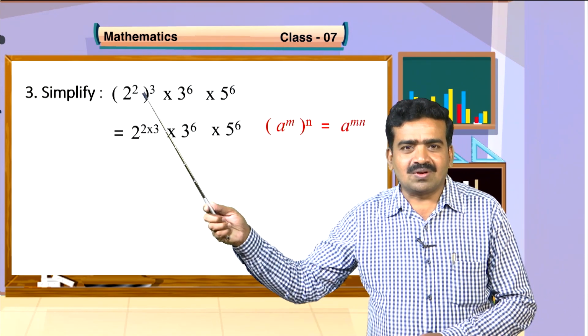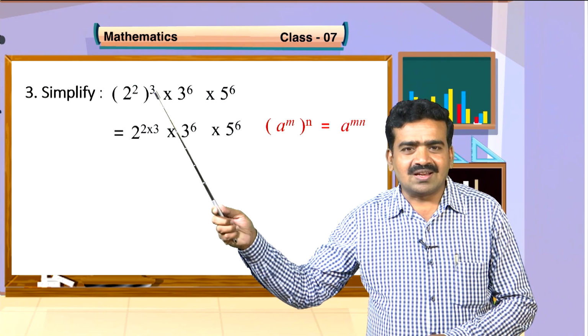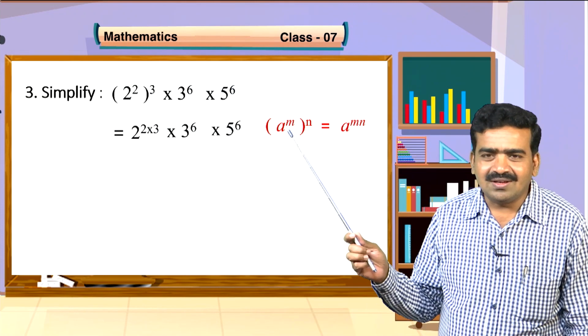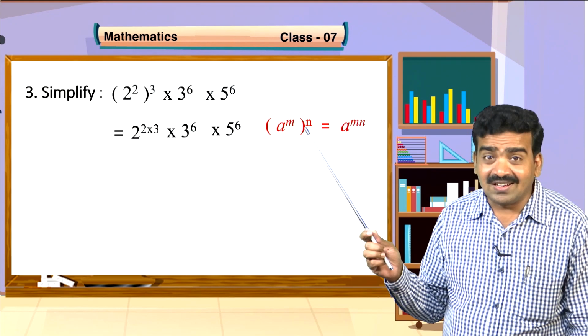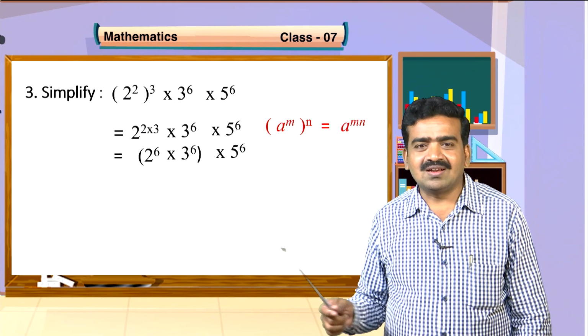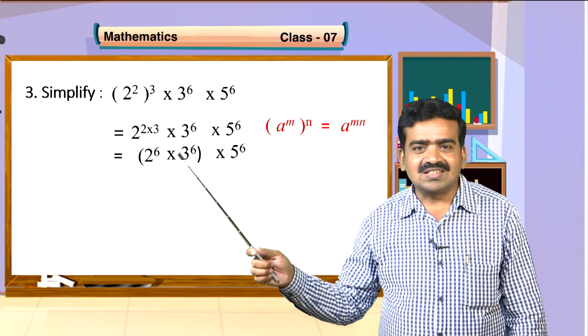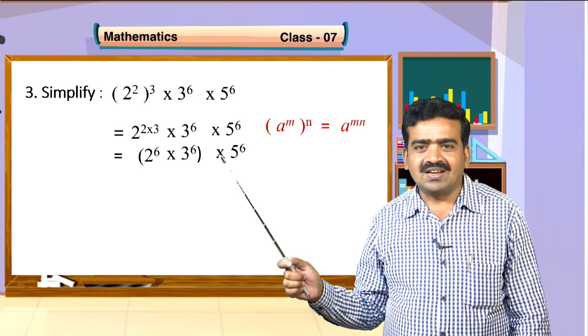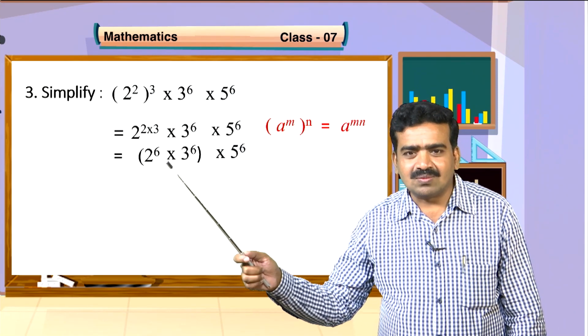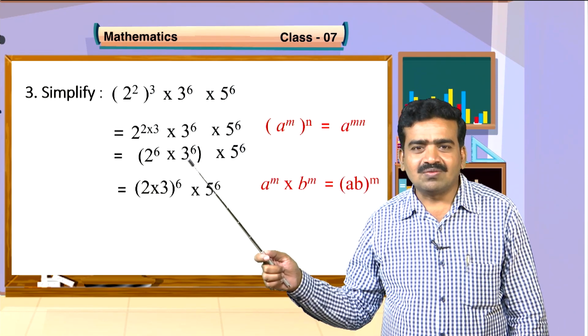So, 2 squared to the power of 3 can be written as 2 to the power of 2 into 3 based on the law of exponents, a to the power of m to the power of n is equal to a to the power of m into n. Then what we will get? 2 to the power of 6 into 3 to the power of 6 into 5 to the power of 6. Here the exponents are same. We have to simplify these. How to simplify these?